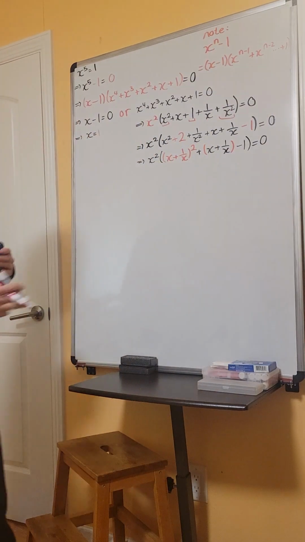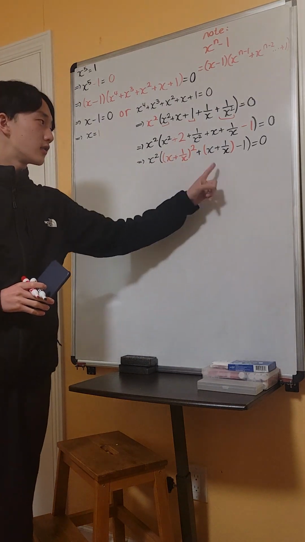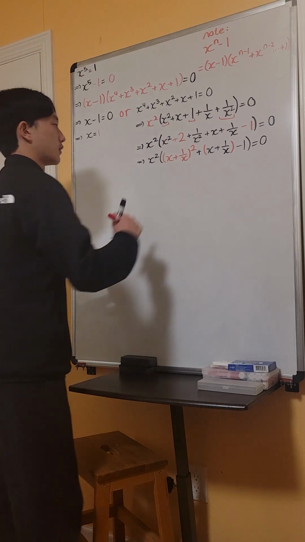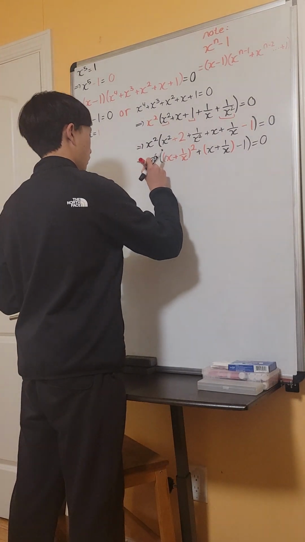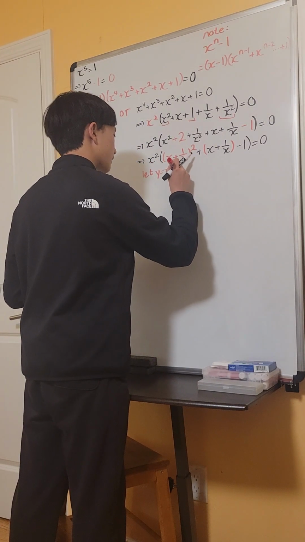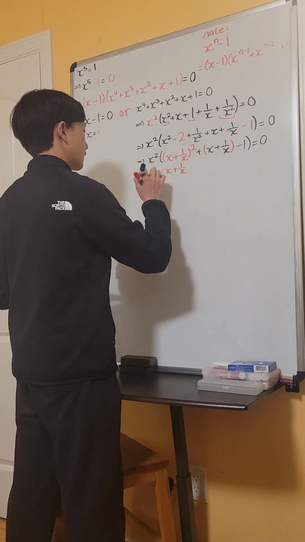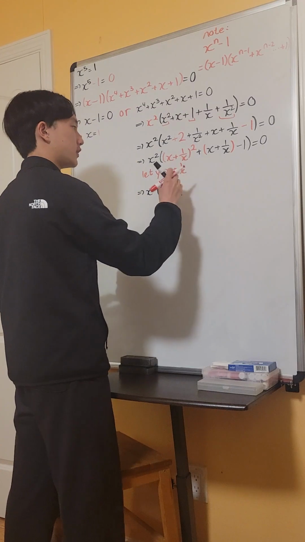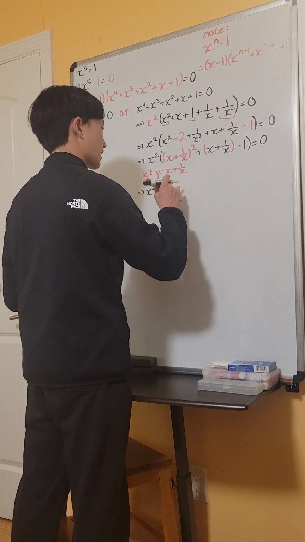Of course, this is a quadratic now in terms of x plus 1 over x. So let's make a substitution. Let y equal x plus 1 over x, so it's nicer to look at. Now all we need to do is factor the quadratic on the inside.